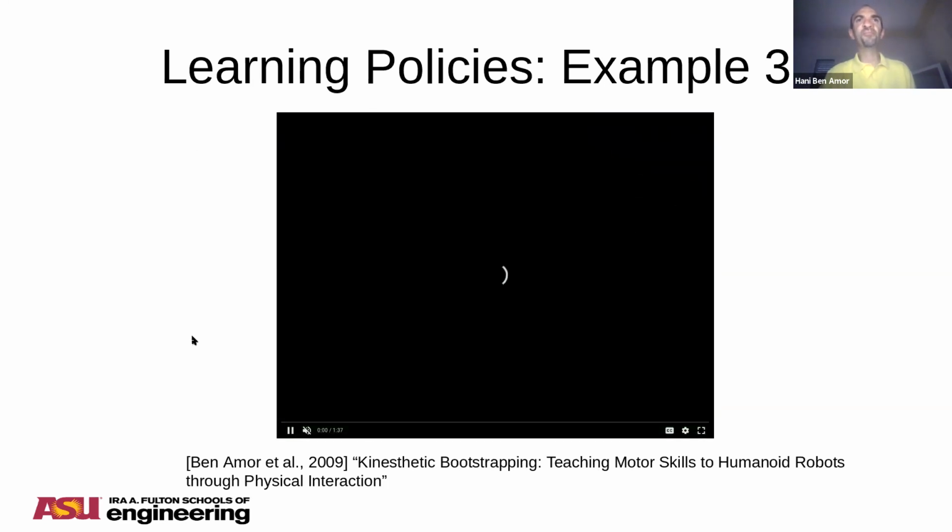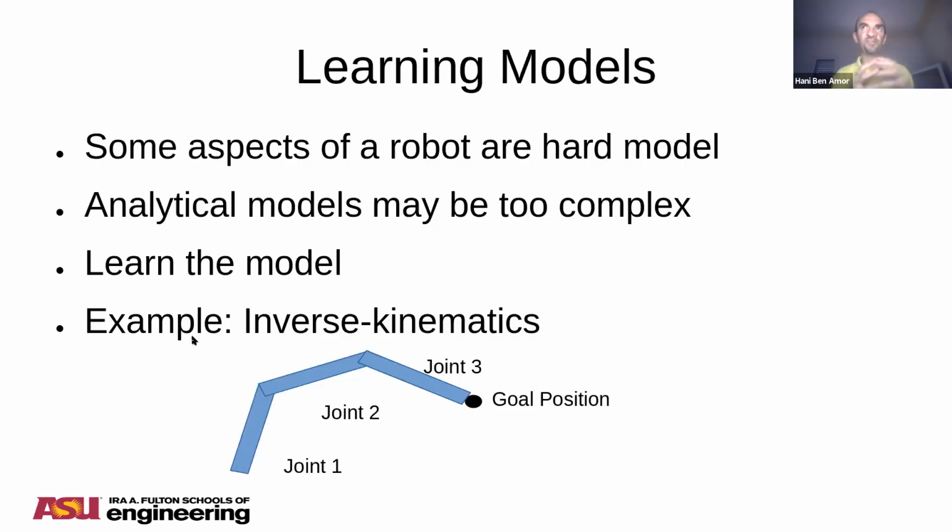So this is the most famous type of learning, learning policies. But there's something else you can do. You can try learning models. Learning models means that you try to learn how to model the input and output behavior of some aspect of the robot. And I'll give you an example for that.